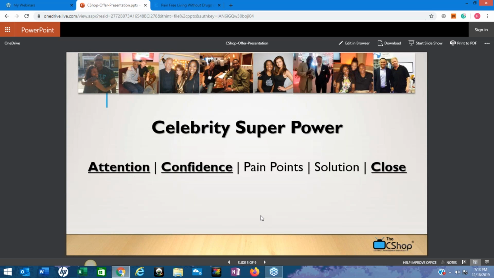A celebrity, by their very nature, tends to draw attention. And if you use the celebrity on your website, on your lead generation page, in online marketing, if you use their image, their language, what they say, that will grab attention. And attention is so vital to actually complete the sales process. So the first thing that a celebrity does is grab attention and hold attention.